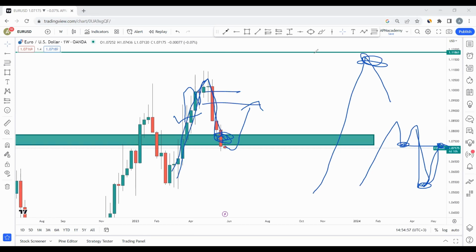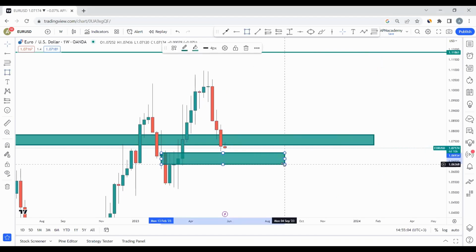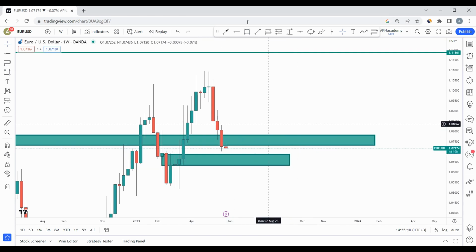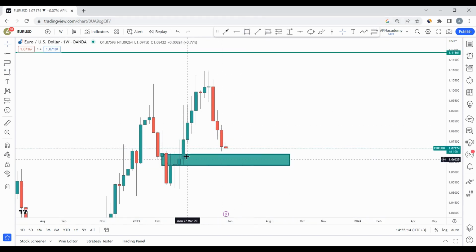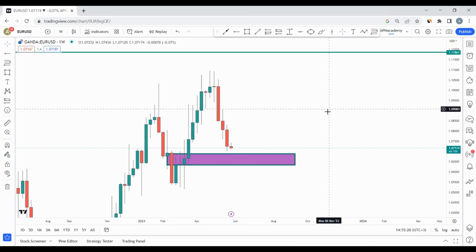here, right? But also alternatively, you can mark an area down here. You can see this neckline area here that the market could be wanting to come and touch before pushing upwards, right? So I'm just going to mark this area here. I'll delete the monthly one and just leave the weekly one. So I'm just going to change the color to, let's change it to purple so that it can be differentiated.